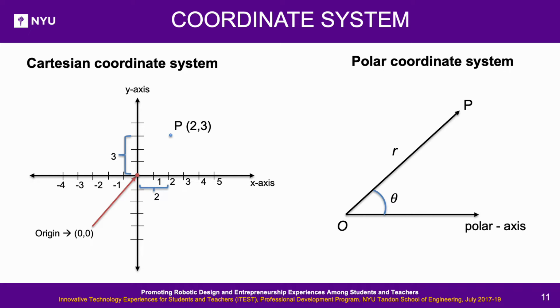A polar coordinate system is composed of a combination of linear and angular units. A location in 2D space, a point, is specified as a linear distance from the origin and an angle from a reference axis, usually counterclockwise from the positive x-axis. For example, the same location P, 2, 3, in polar coordinates can be specified as 3.6, 56.3 degrees.